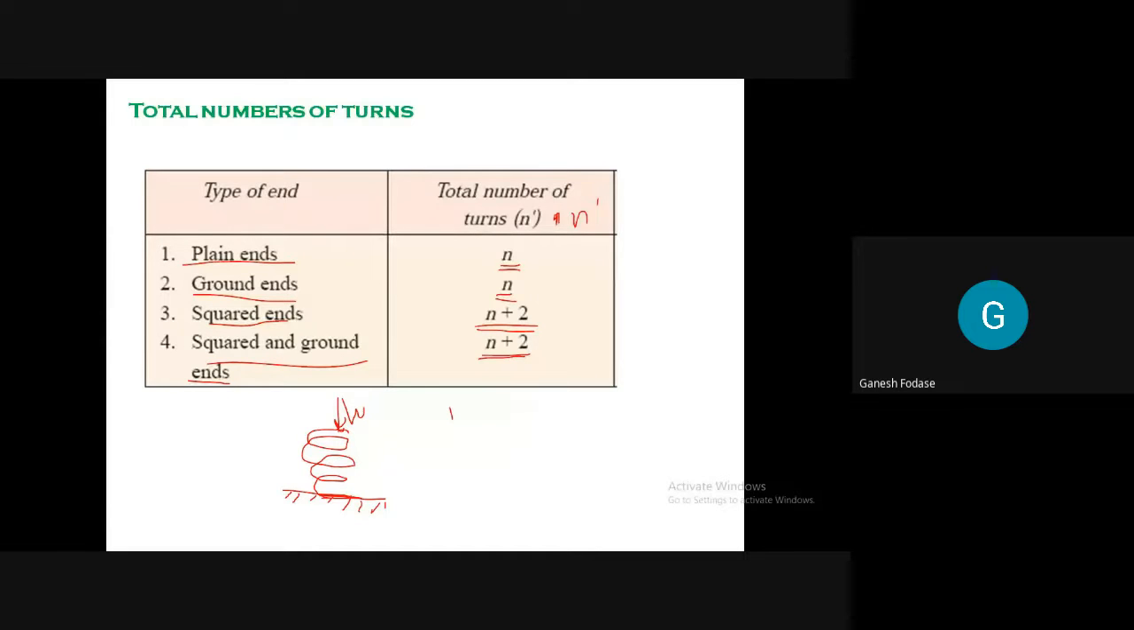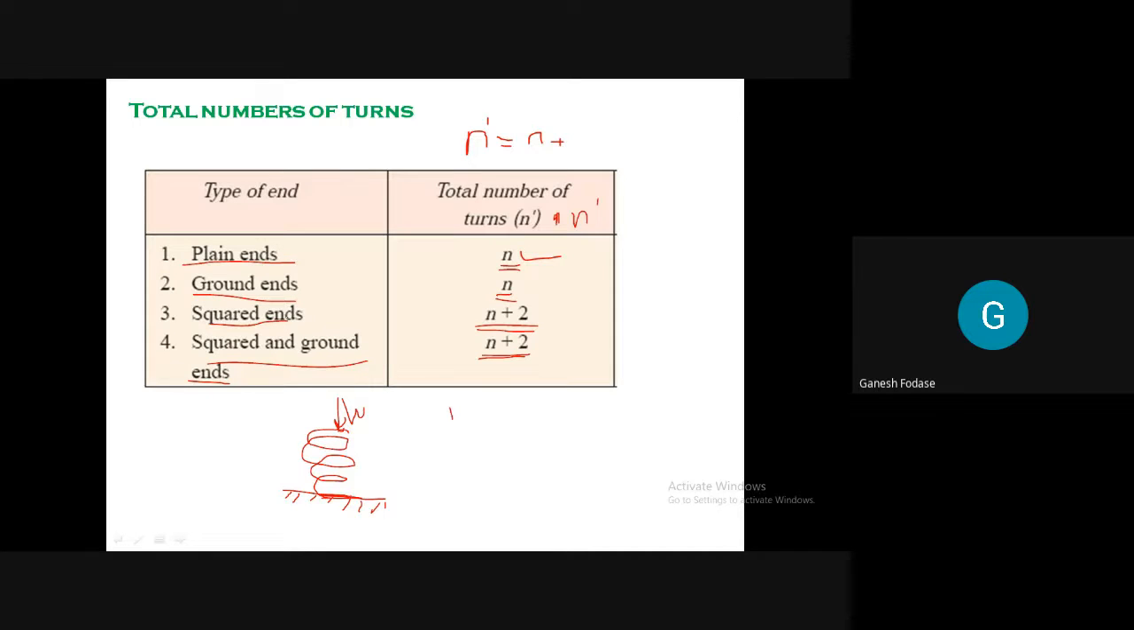So based on end condition, if plain ends are there, then the total number of turns is equal to N, meaning number of active coils is equal to total number of turns. N is active turns, or you can say active coils, and N dash is the total number of turns. So N dash is equal to N, the active turns, plus that number. In case of plain ends, both are same. In case of ground ends, both are same.